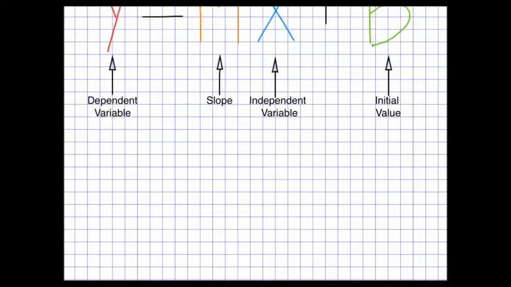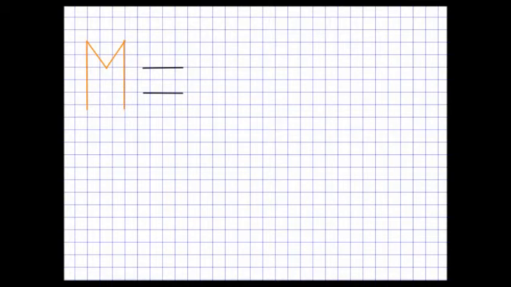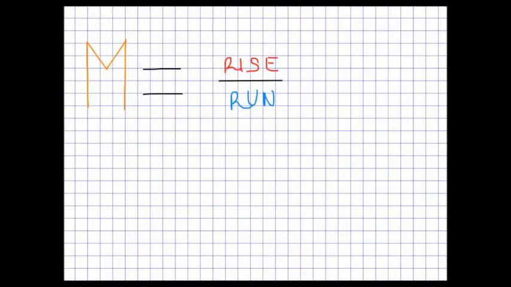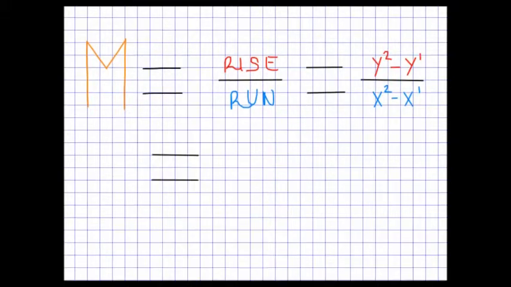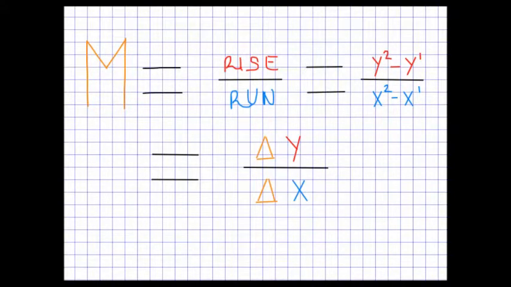In a graph, slope is the measure of the steepness of a line. To solve for m, you use the equation rise divided by run, in which rise is the vertical distance between 2 points and run is the horizontal distance between 2 points. You may also use the formulas y2 minus y1 divided by x2 minus x1, or delta y divided by delta x. These are essentially the same formula, put in different terms.